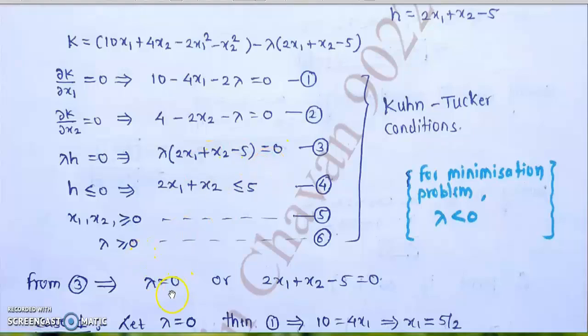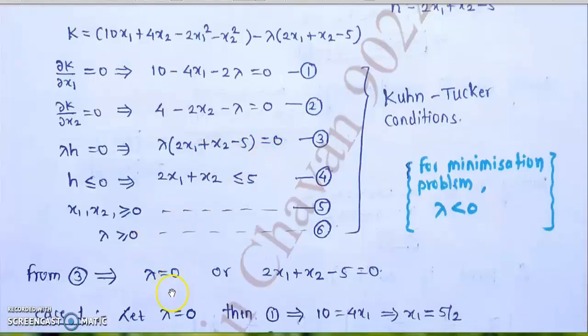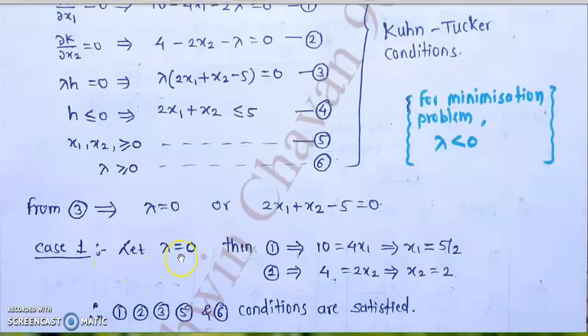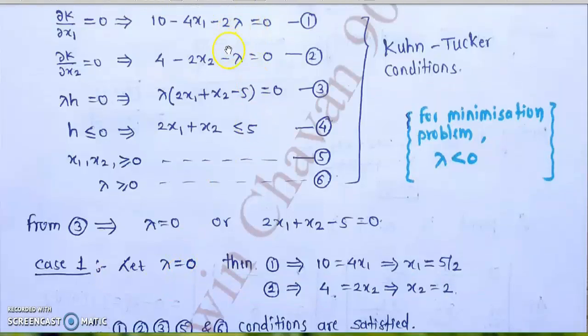So take first case, that if lambda equal to 0, what happens? If lambda is equal to 0, we put this lambda equal to 0 in equation number 1 and 2. So we get x1 and x2 values from 1 and 2 respectively, and that is 5 by 2 and 2. So we get x1, x2 values which are positive. So fifth condition is satisfied.